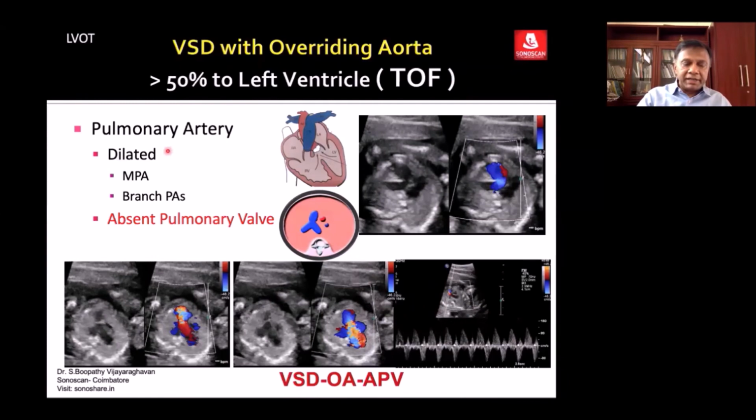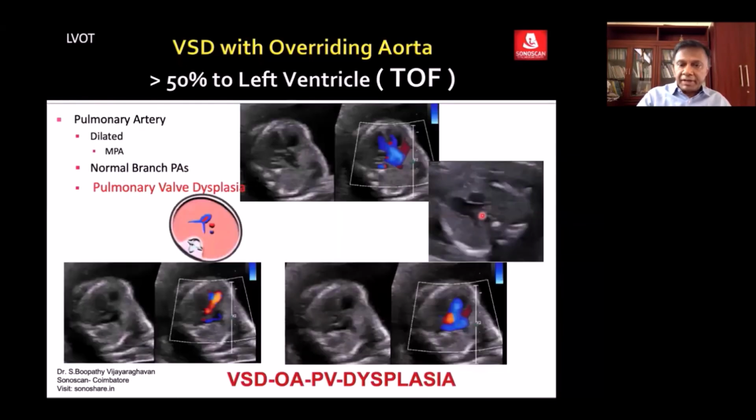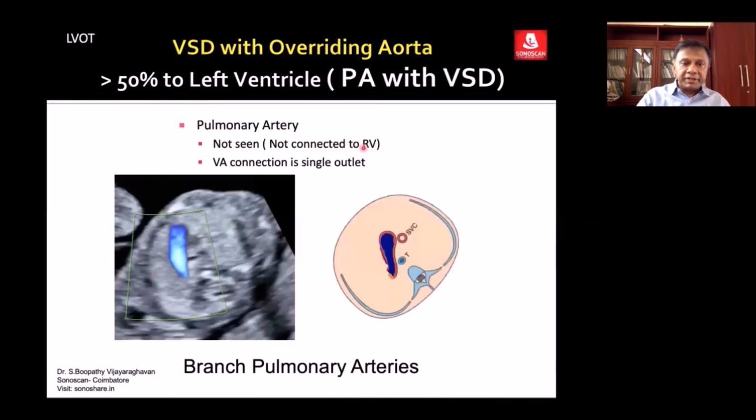So this is dilated pulmonary artery, where the main pulmonary artery and branch pulmonary arteries are grossly dilated. So these arteries are normal. That is the situation here. Now this occurs when there is pulmonary regurgitation in the pulmonary valve of the right ventricle. So the ventricular arterial connection is single. Here you see only a single vessel in 3VT.